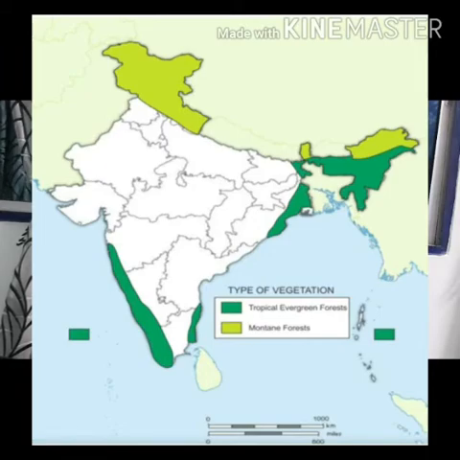The second type of forest which is found in our country is your monsoon type of forest, which is also known as the deciduous type of forest. Why is it known as a deciduous type of forest? Because this particular forest sheds its leaves during the dry summer and the dry winter conditions. So that is why it is known as the deciduous type of forest. This forest is found in the areas where the rainfall is about 100 to 200 centimeters.